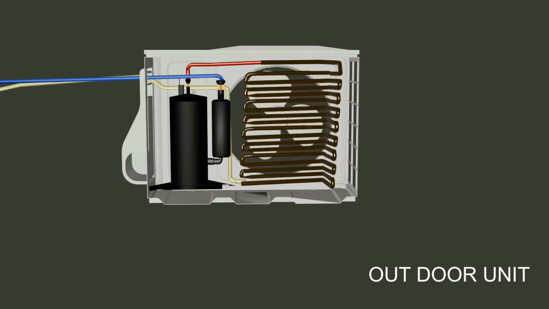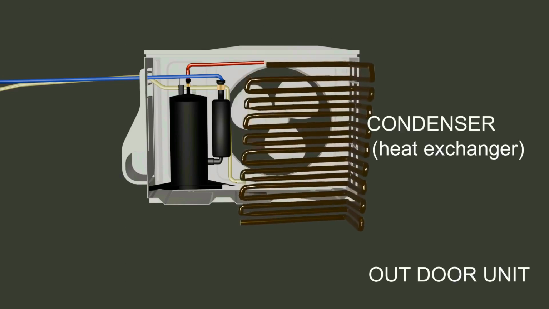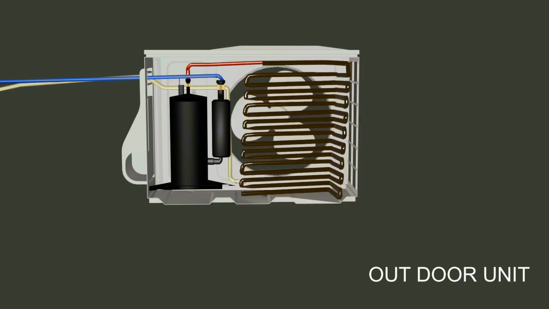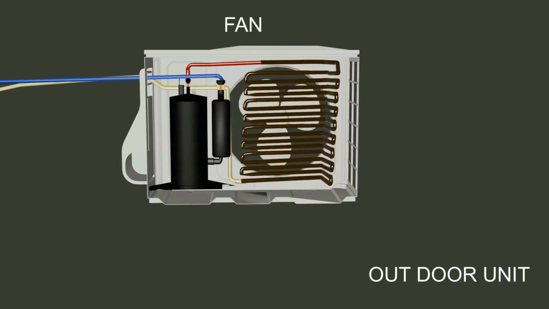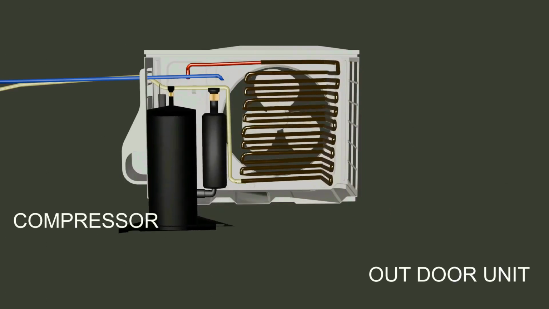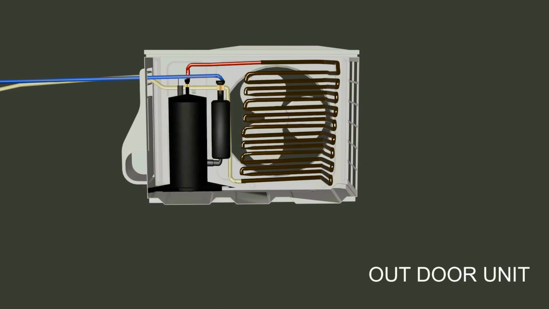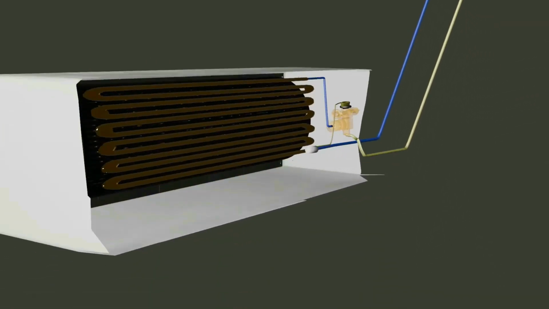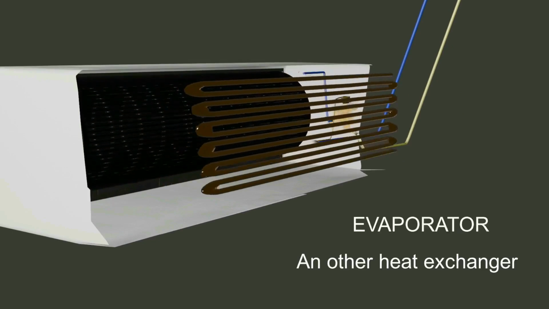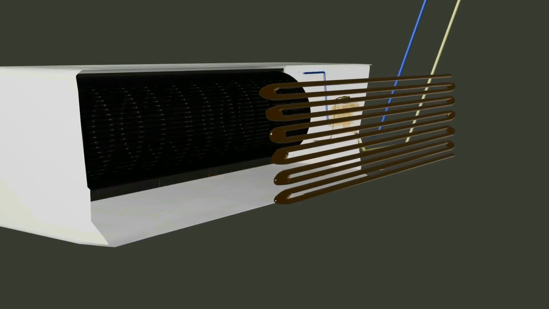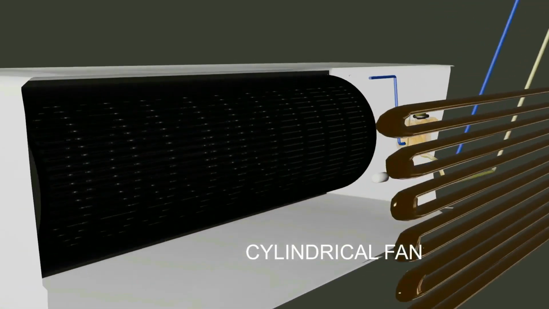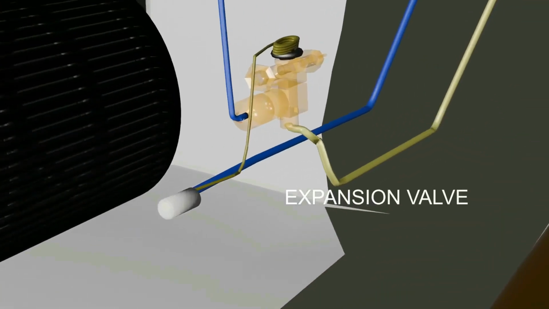The outdoor unit consists of a condenser, which acts as the heat exchanger in our refrigeration cycle. Behind the condenser is a fan for removing heat. Then there is the compressor, which is the heart of the AC because it pumps refrigerant in the refrigeration cycle. Then there is the indoor unit, which consists of an evaporator mostly made of copper. Behind the evaporator is a cylindrical fan known as an impeller. And then there is the expansion valve.